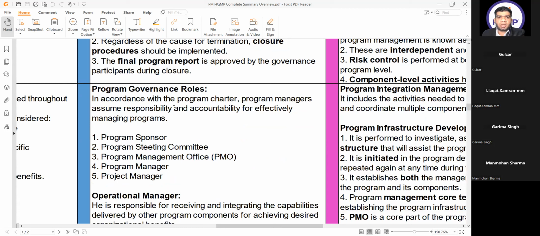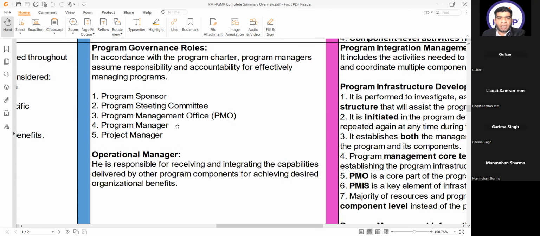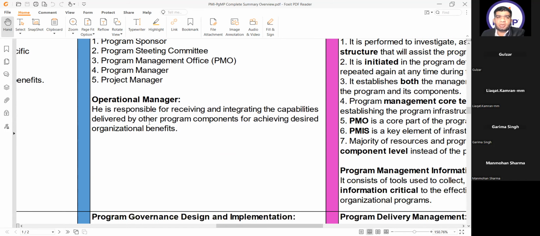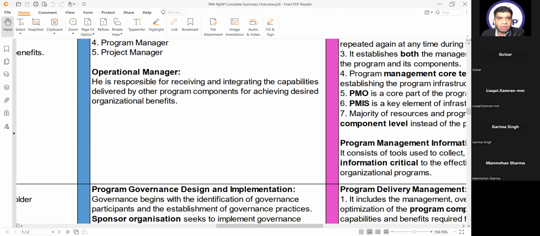Program governance roles. In accordance with the program charter, program managers assume responsibility and accountability for effectively managing programs. We have program sponsor, steering committee, PMO, program manager, project manager. This I have already covered in the stakeholder chapter, so I didn't repeat it here. And whatever the governance roles are, I have included in that. So both chapters regarding these 5 key stakeholders are in that stakeholder chapter. Only the operational manager is responsible for receiving and integrating the capabilities delivered by other program components for achieving desired organizational benefits.